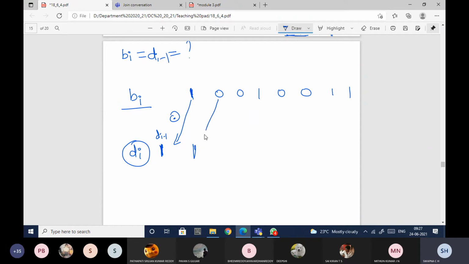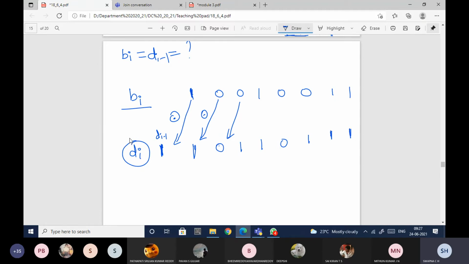Again, this bi will get the XNOR operation with this. So 0, 1, the next bit will be equal to 0. 0, 0, the next bit will be equal to 1. 1, 1, it will be equal to 1. 0, 1, it will be equal to 0. 0, 0, it will be equal to 1. 1, 1, it will be equal to 1. 0, 1, it will be equal to 0. Here also it is 1. 1, 1, it is 1. 1, 1, again it is 1.